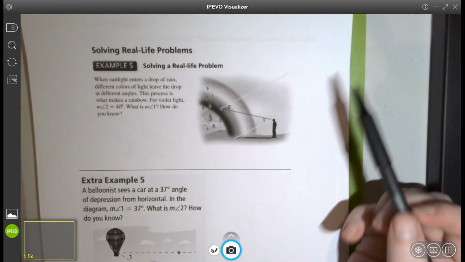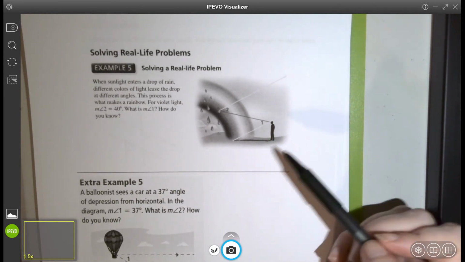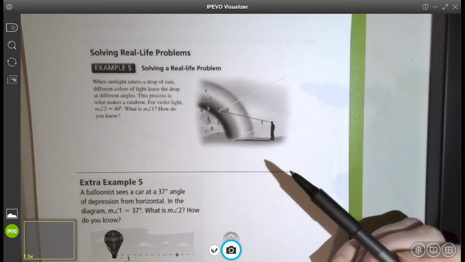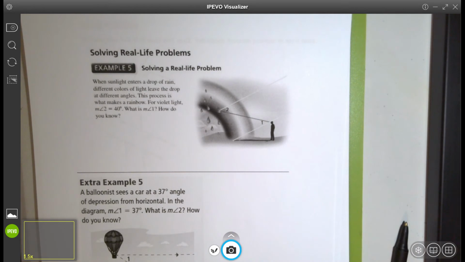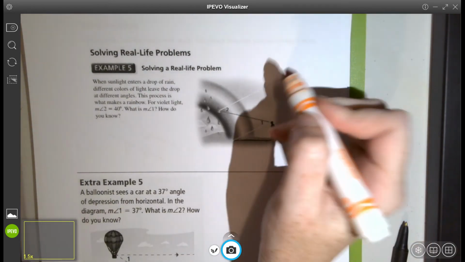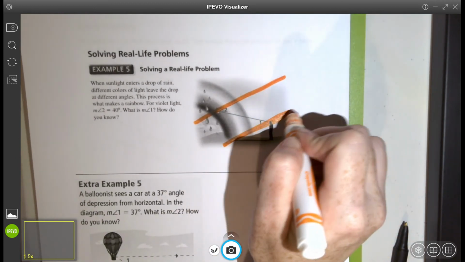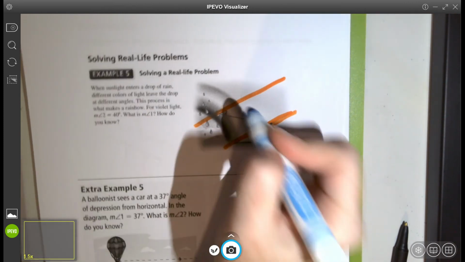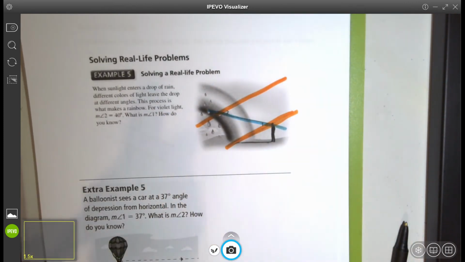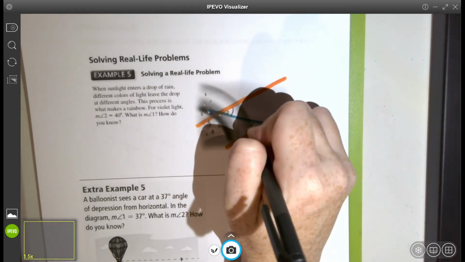Here it says, when the sunlight enters a drop of rain, different colors of light leave the drop at different angles. The process is what makes a rainbow. The violet light, the measure of angle 2 equals 40. What's the measure of angle 1? The diagram's a little hard to see, so I do want to highlight a little bit of it. So you can see here that sunlight, I'm elongating it. And then you can see the transversal is here. So here is angle 2, here is angle 1.